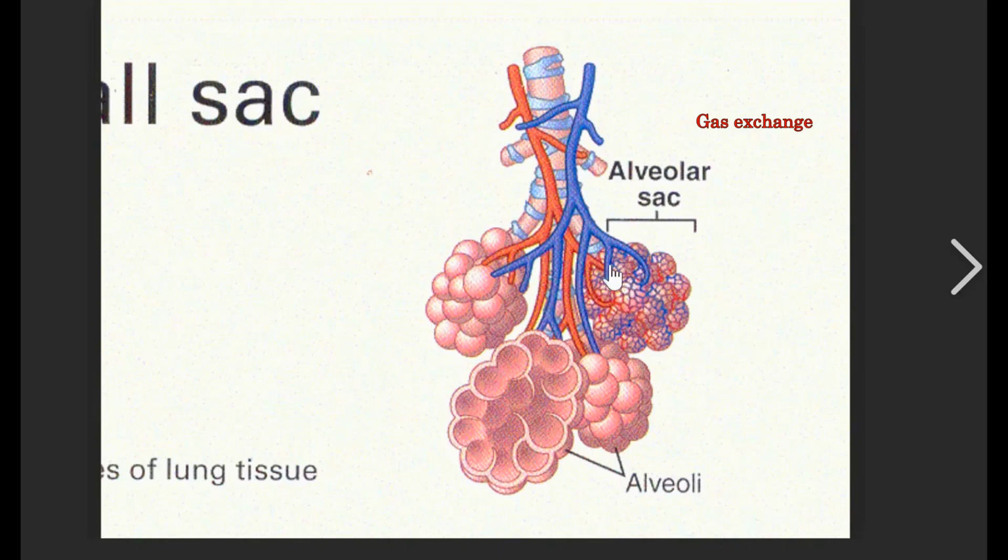What is gas exchange? The alveolar sac is surrounded by capillaries, and the alveoli provide oxygen to the blood, and carbon dioxide from the blood passes through the alveoli and is exhaled through the respiratory system. This is known as gas exchange. So the alveoli help in gas exchange.